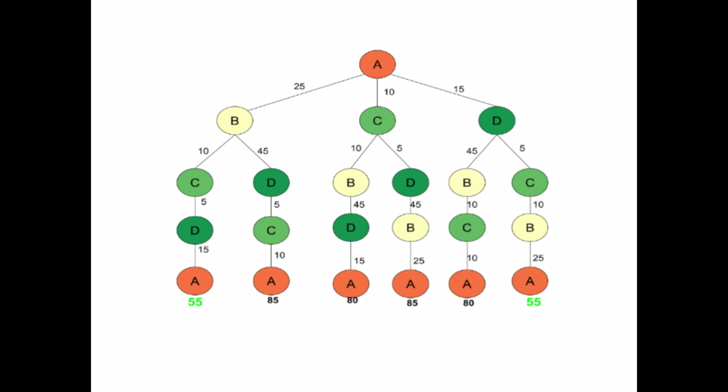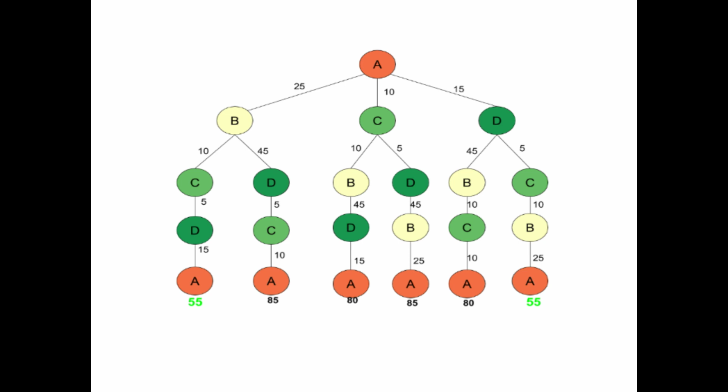Then the cost of reaching the cities D to C is 5 and C to D is 5, and D to B is 45 and B to D is 45, C to B is 10 and B to C is 10. I have written all the cost of reaching the cities. Similarly, from C to B the cost is 10 and D to B the cost is 45 and B to A the cost is 25. I have written all the cost here.